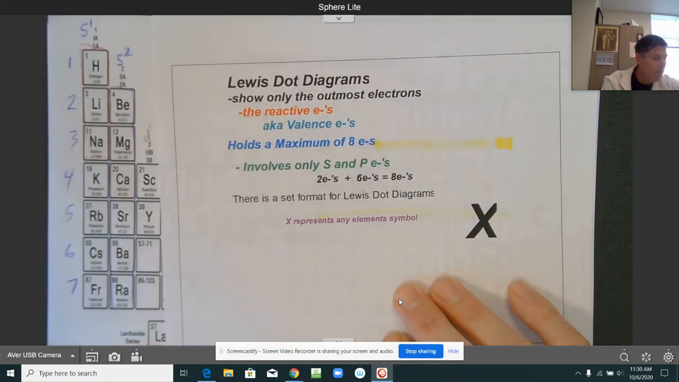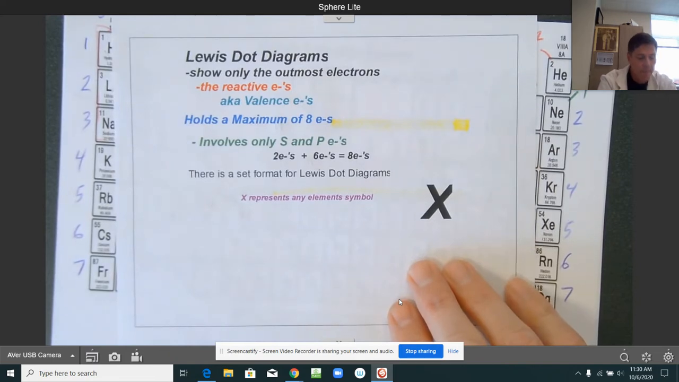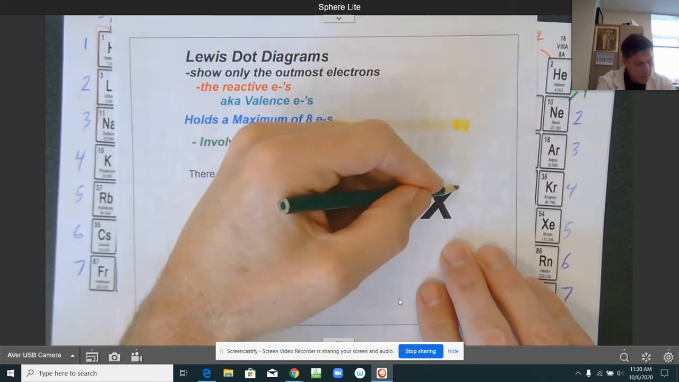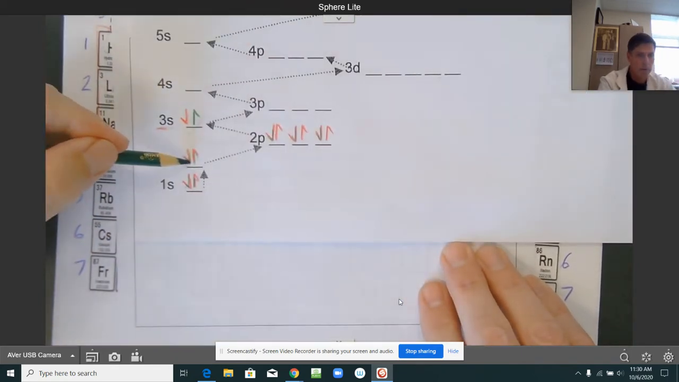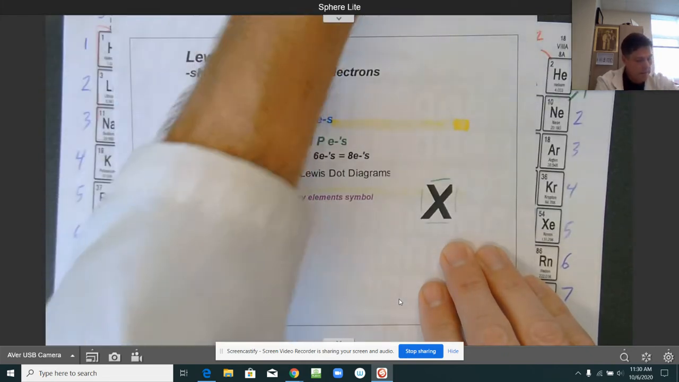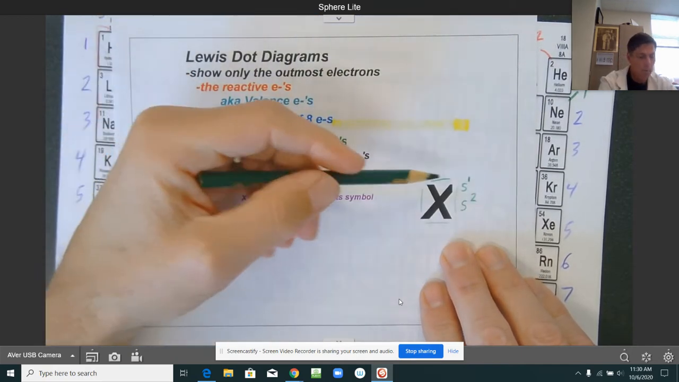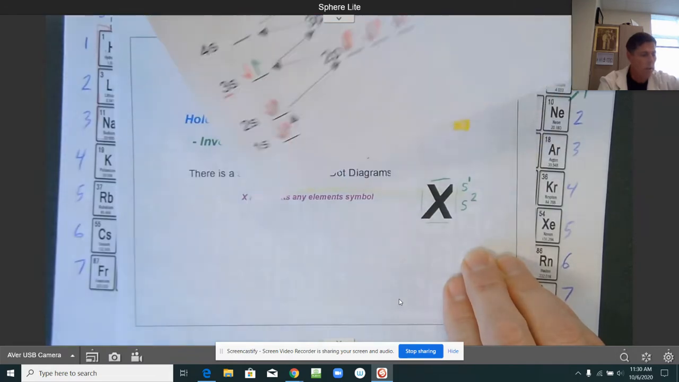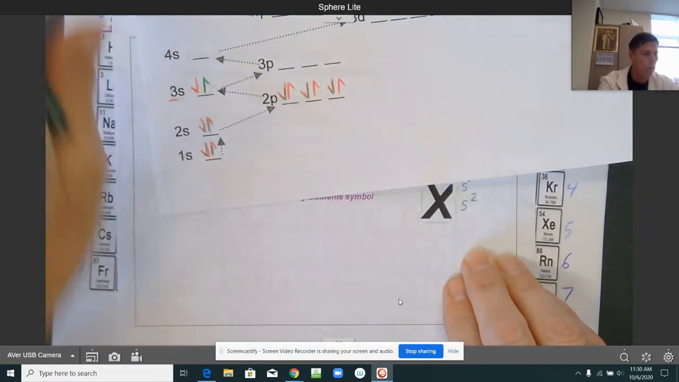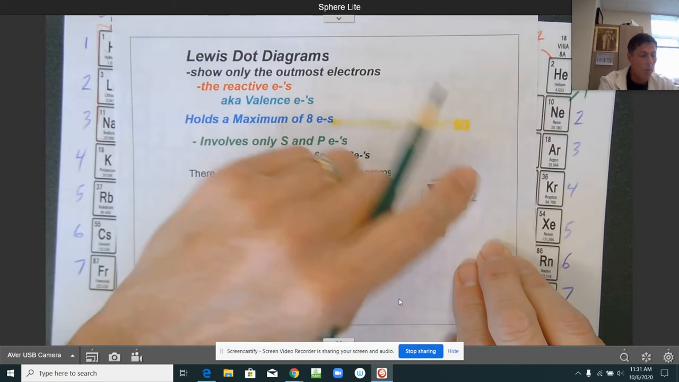Now there's the set format that I will always be using, and I'm going to encourage you guys to as well. If you think about it, there are 4 sides to this symbol. I'm going to treat each one of those as basically an orbital. But I'm going to do it slightly differently. If I'm tracking the S's, I'm going to put both S's, or however many S's they have, on this side. Each side can only hold 2 electrons, just like each one of these orbitals can only hold 2 electrons. I'm going to put S1 and S2 on this side. You don't have to have them top and bottom, just somewhere on that side.